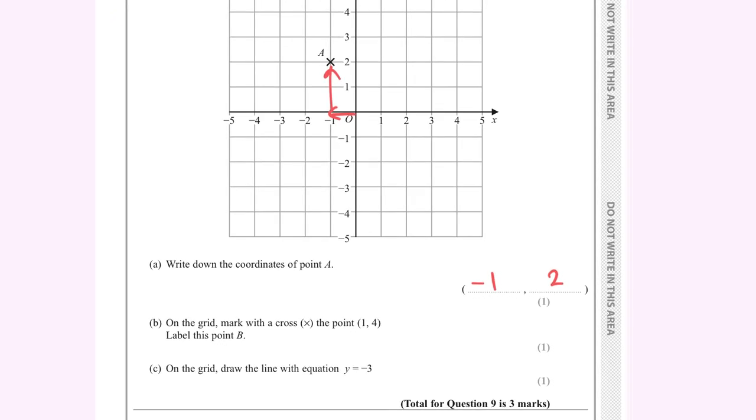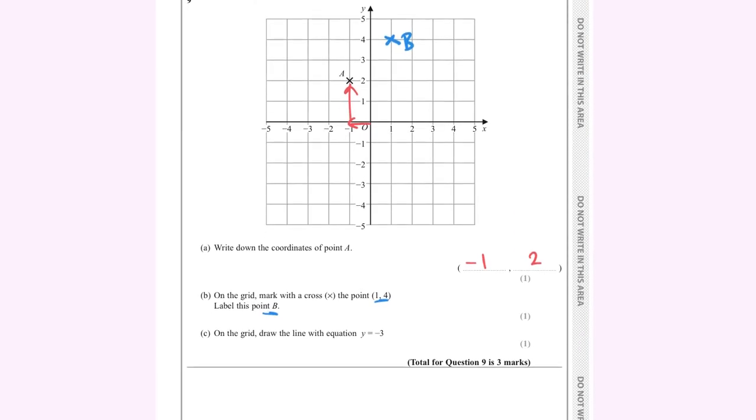Again, use the same logic to do part B, which is marking a coordinate. So it's 1, 4, so we're going to go along 1, and up 4. 1, 2, 3, 4. Alright, and a nice cross. If you want to be really good, put B.